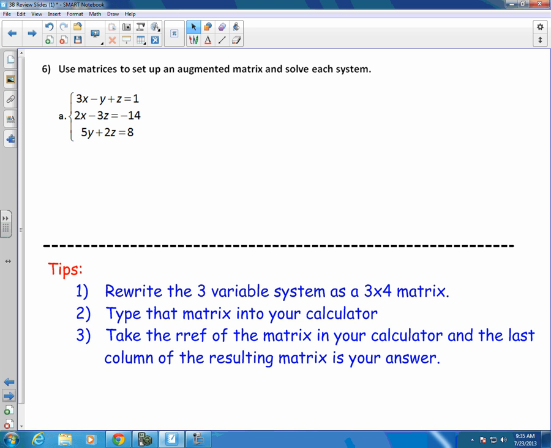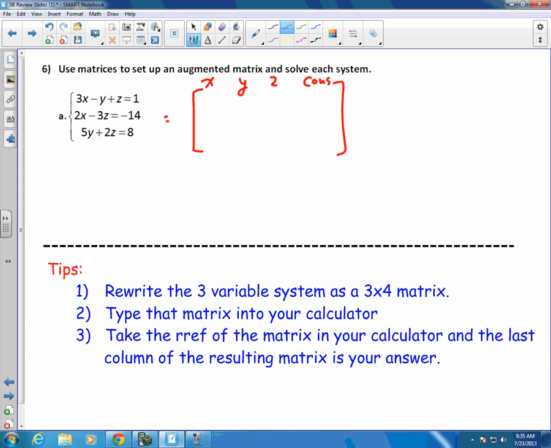What you have to do first is rewrite the 3-variable system as a 3 by 4 matrix. You have to be very careful about this. What you have to make sure of is there is an X column, a Y column, a Z column, and a constants column. It's 3 by 4, so that means there are 3 horizontal rows and then 4 vertical columns. The X column has to have something in each place. So if there's no X in the equation, then it's just going to be a 0.